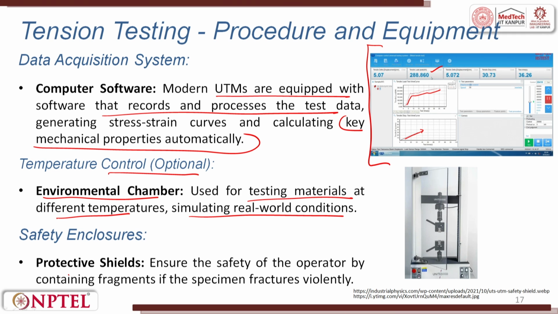Then safety enclosures are there, that is, protective shields that ensure the safety of the operator by containing fragments if the specimen fractures violently. You can see this is a glass door that becomes our protective shield. There could be certain applications, as I mentioned about the aircraft applications.